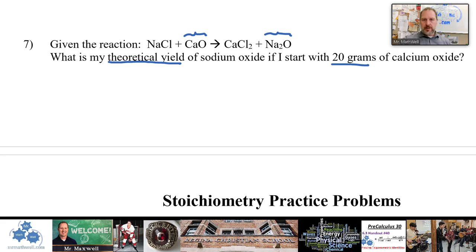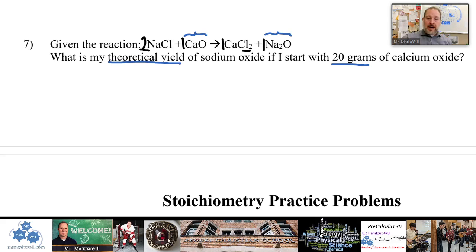It doesn't look balanced to me, and you should notice right away that there are two Cl's here, and I only have one Cl over here. So I'm going to put a 2 right here. And I have two Na's over here, and I only have one over here, but now I have 2. So this is now balanced: 2 to 1 to 1 to 1. I have one oxygen, one calcium, one calcium. We're good to go now.